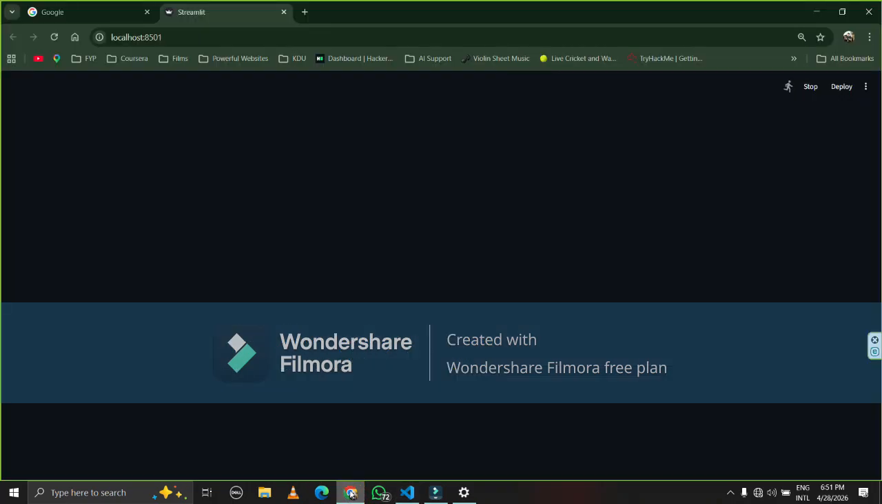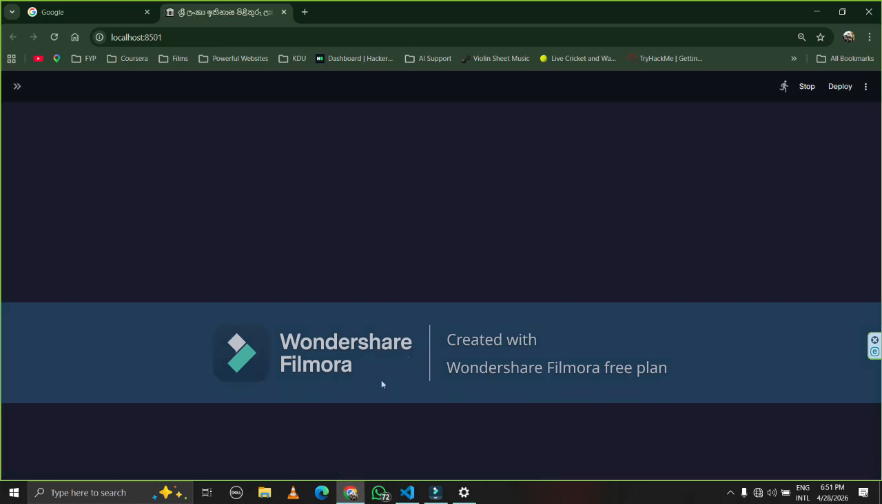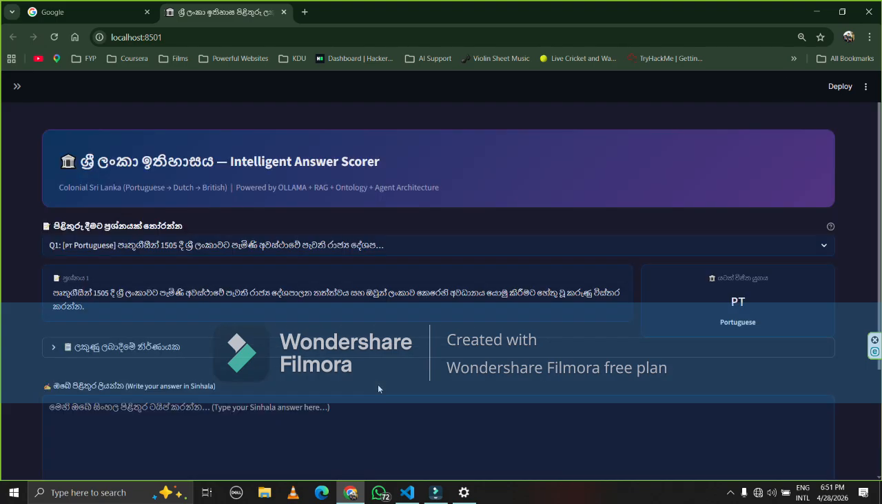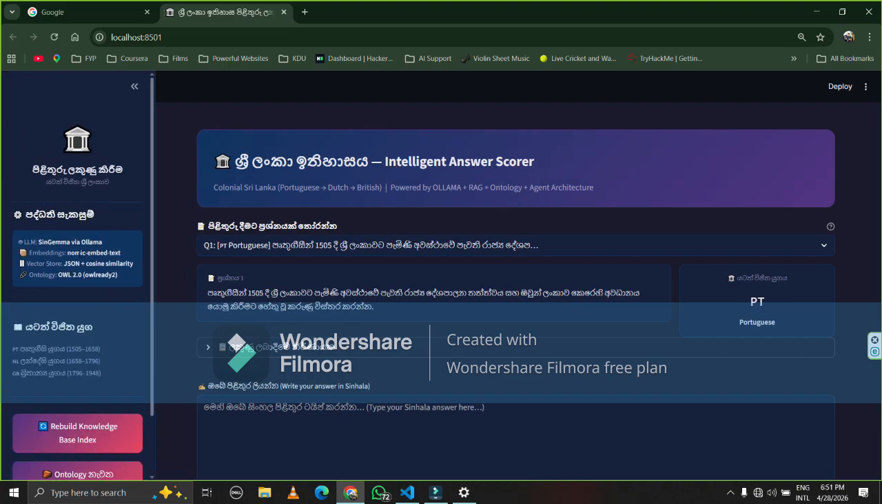It is opened in the Google browser, but it doesn't require any internet. As you can see, this is the Streamlit user interface. In the sidebar, you can see what kind of settings I have used.